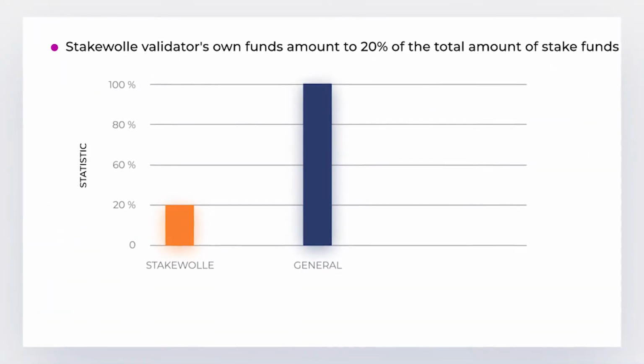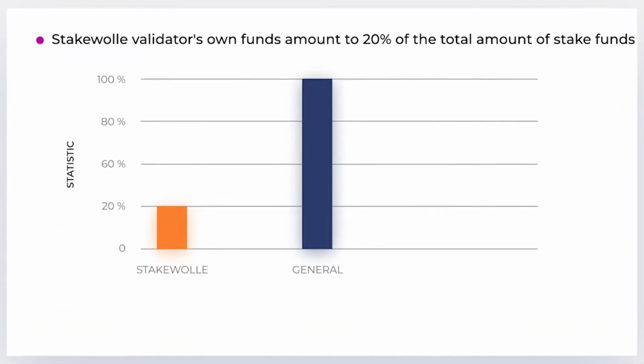The second important criterion is the validator's own funds and its motivation to work stably and not fall under penalties. It is also the funds of delegators who have chosen this validator. Therefore, the more you stake, the stronger the validator.